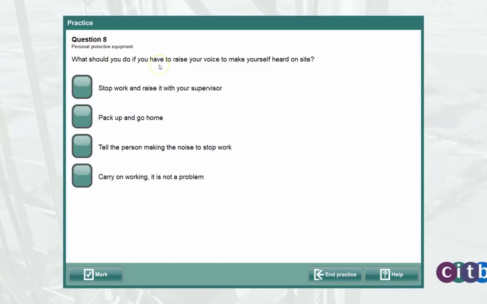What should you do if you have to raise your voice to make yourself heard on site? Stop work and raise it with your supervisor. Pack up and go home. Tell the person making the noise to stop work. Carry on working. It is not a problem.